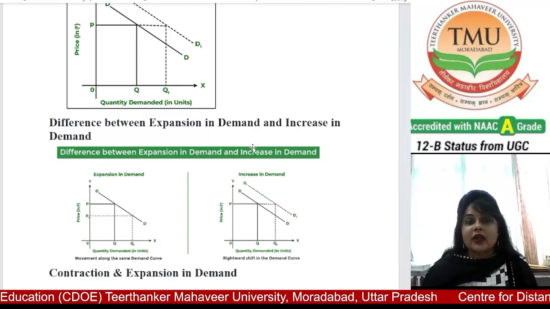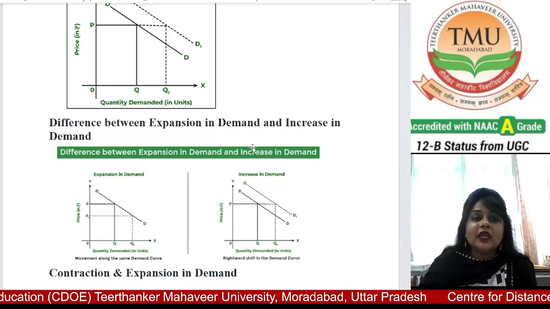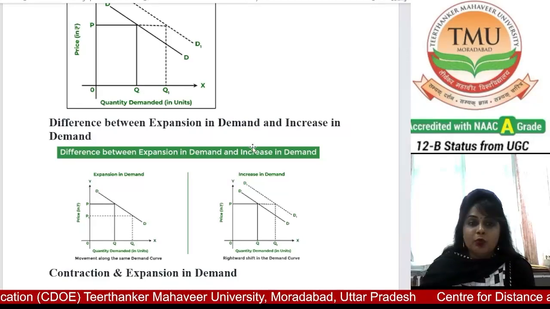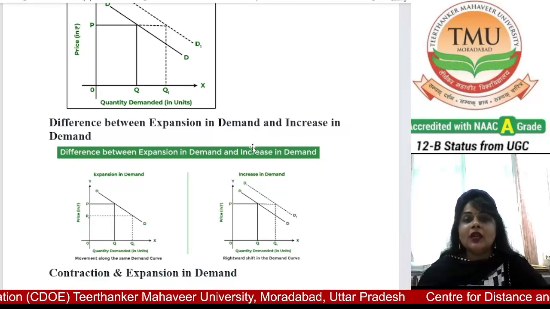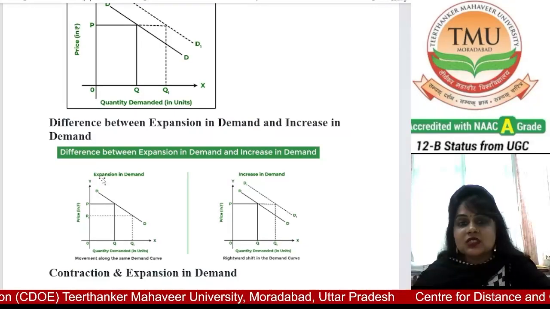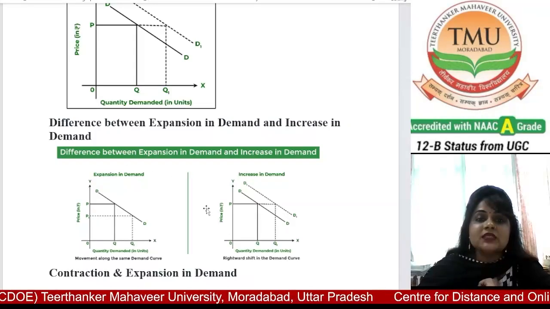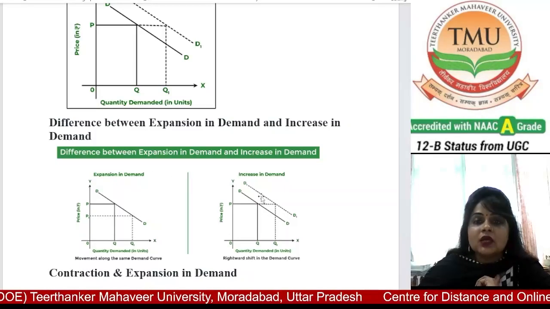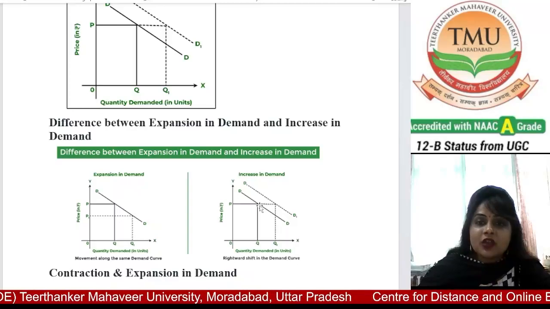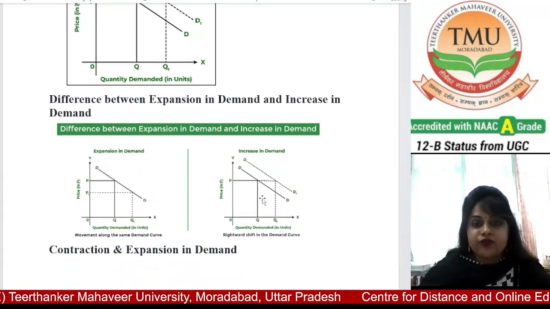Now what is the effect? The effect of expansion in demand is a downward movement along the same demand curve, as you see in this figure. Just like, what is the effect of increase in demand? The demand curve shifts rightward, as you see in the figure.